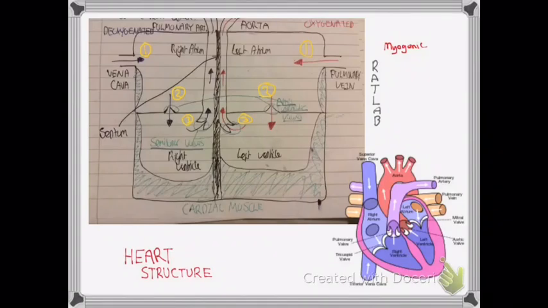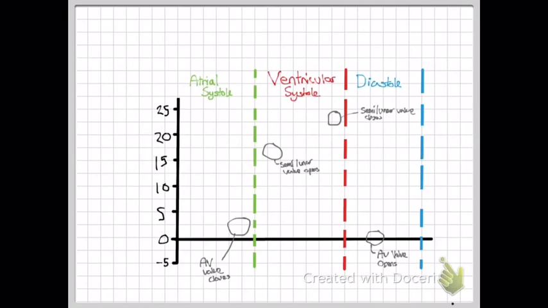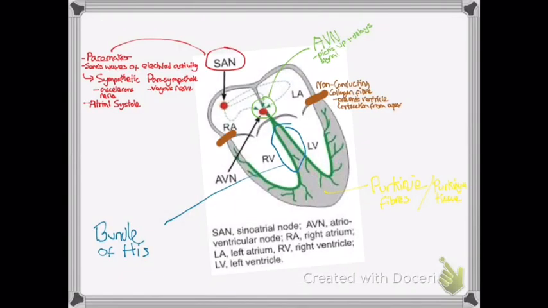This is a video on heart structure. We're also going to look at the cardiac cycle. Then we're going to look at the differences in pressure within the chambers and the differences in pressure within our veins, capillaries, etc. We're going to look at how the heart is controlled, how its contractions are controlled by the SA and AV nodes, Purkinje fibers and bundle of His.